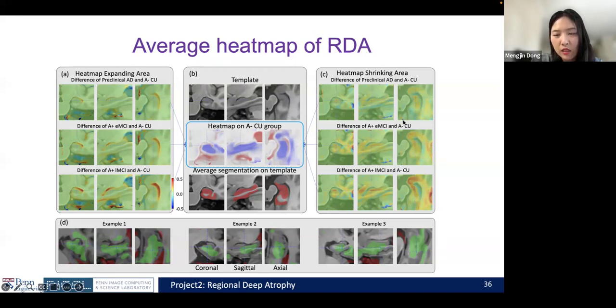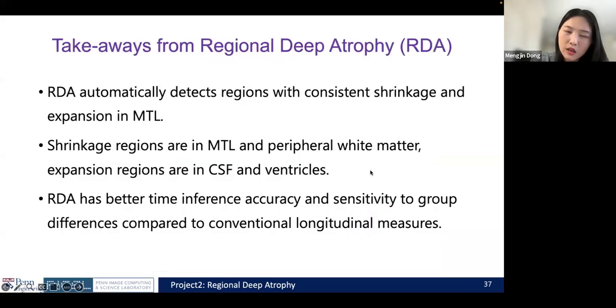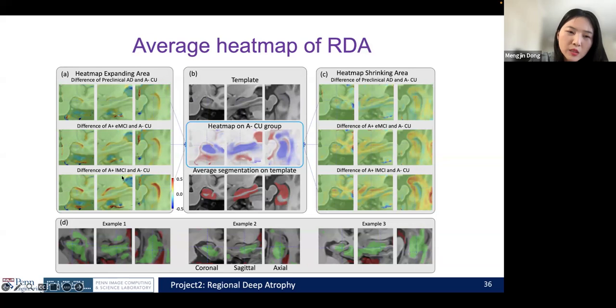And we found that in the shrinkage area, the main area where we find the difference is the hippocampus, as well as some peripheral white matter areas. While in the expansion region, it's mainly in the gap or the CSF, like the ventricle areas.